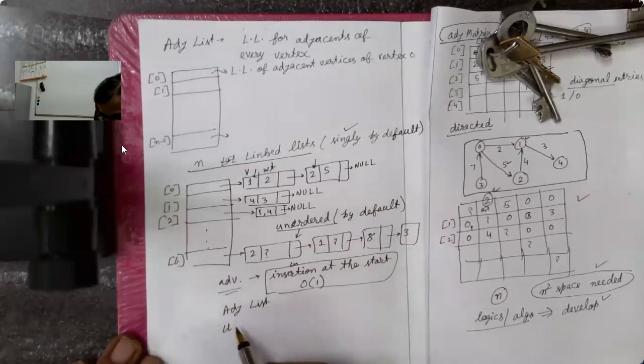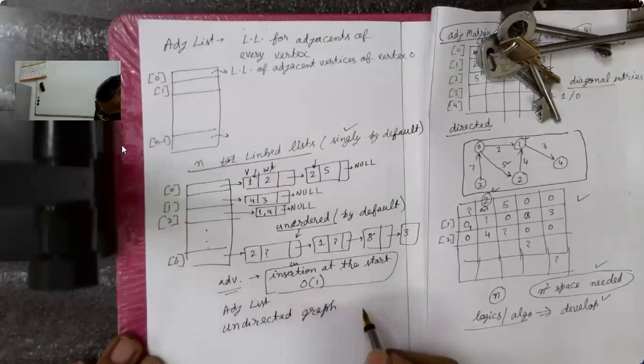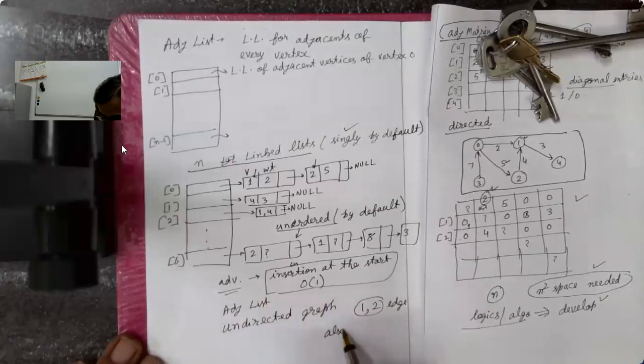If it was an undirected graph, it will mean that if entry 1, 0, let's say no, edge 1, 2 exists, this also means edge 2, 1 exists, by default.